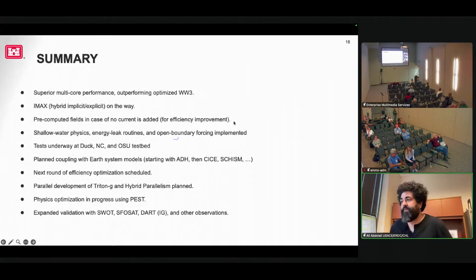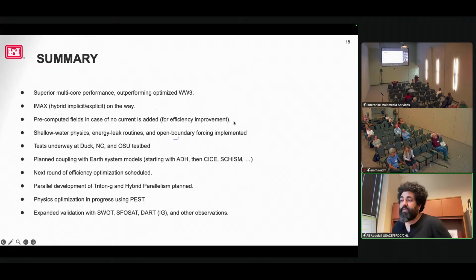All the shallow water physics are implemented, and then we are testing the Duck, North Carolina testbed and the Oregon testbed for coastal scale and also for infragravity waves. We are coupling our model to other models like ADH, our in-house flow model, with sea ice and SCHISM on the way. We are planning on those and continue to collaborate with our colleagues at NOS and in academia to make it happen.